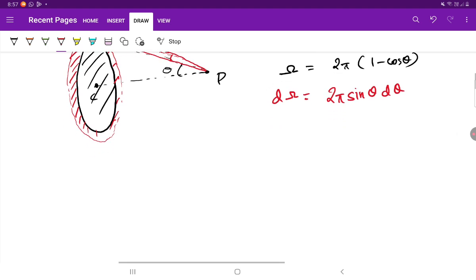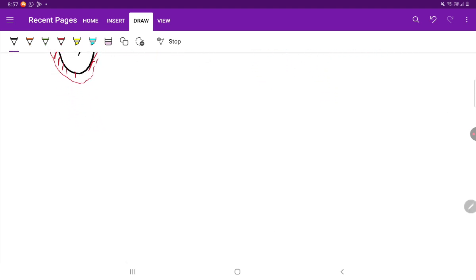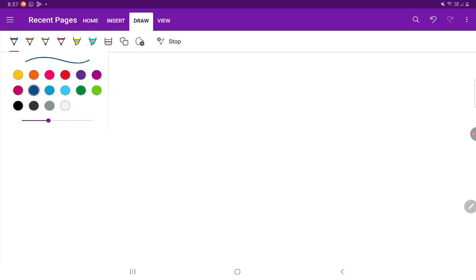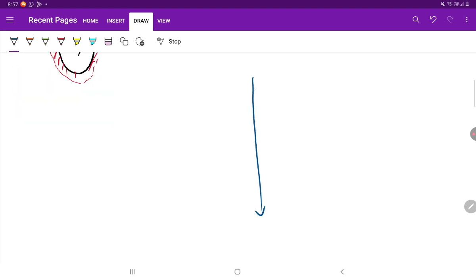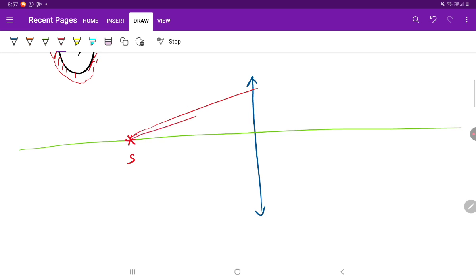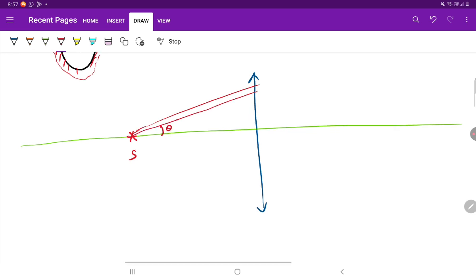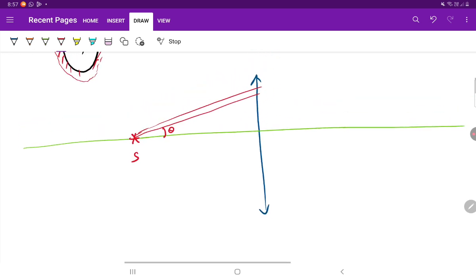So now coming back to the problem, we have some kind of lens system. I am marking the lens with blue color, and the green line represents my optical axis. The red color represents my source. Suppose you consider a small circular strap, as I did previously, with subtended angle d theta.